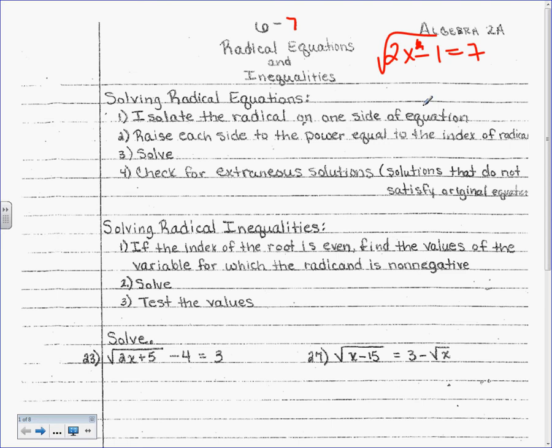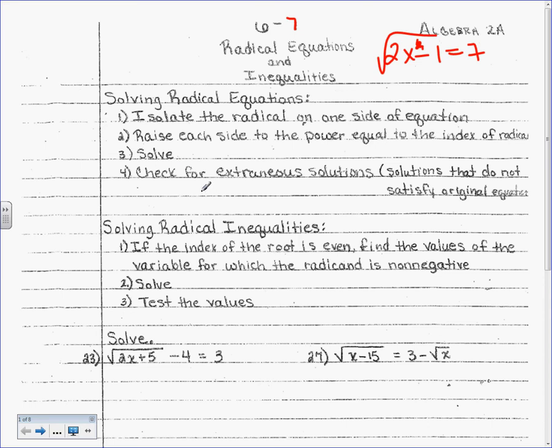Step 2, get rid of it. So if I have a square root, I'm going to square both sides. If I have a cubed root, I'm going to cube both sides. Do you see what I'm saying? So that's what this says: raise each side to the power equal to the index of the radicand. What that means is if I have a square root, square it. That's what that says, okay? And then you solve it like normal because it should look kind of pretty by then. It should look like this without the square root sign, okay?